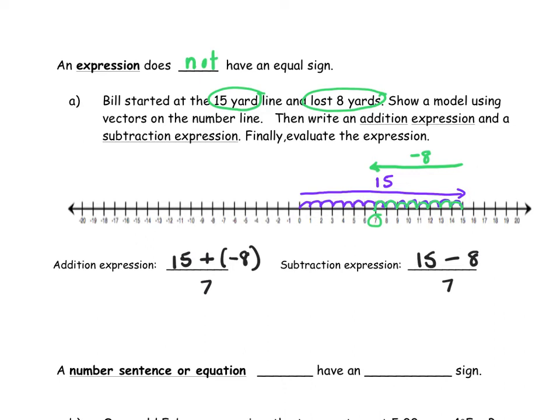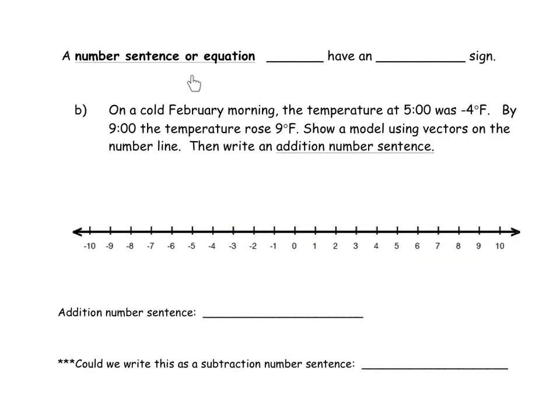So now let's move on to the number sentence or equation, the bottom half of this. A number sentence or an equation does have an equal sign. So when we hear the word equation, it almost looks like we're writing the word equal. And a number sentence means that there's kind of an end, just like you would in a sentence. You'd have a period, so instead of having a period, we have an equal sign. We need that equal sign.